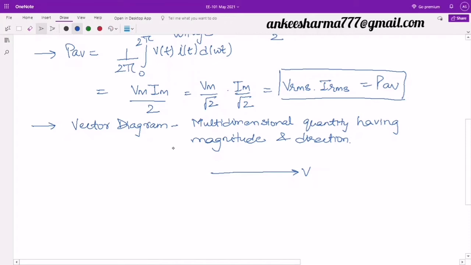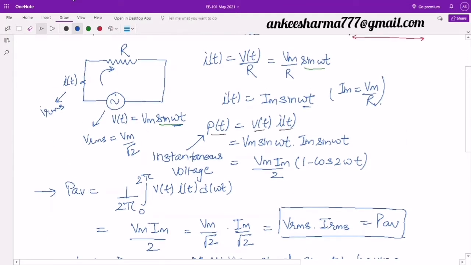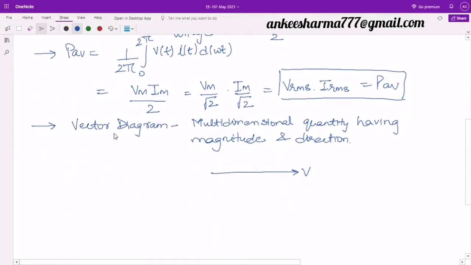So definitely the current will be here, the direction of the current is the same, but the magnitude will be small, because we have seen here that I of t is nothing but V of t by R. It means it is being divided by the value R. So when I draw the vector diagram of my current, it will be small in magnitude. So this is my vector diagram in the case of an AC source across a resistor.